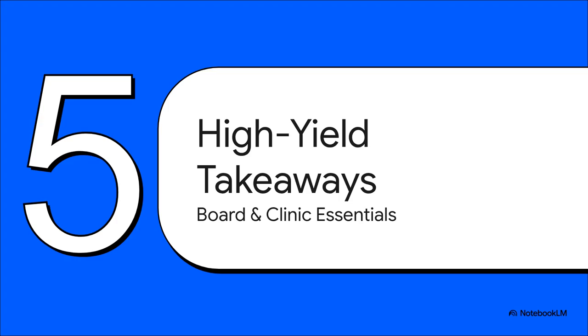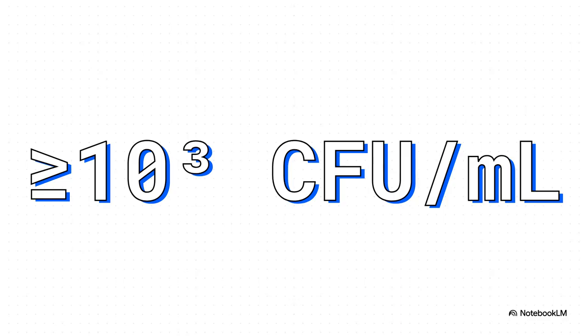Okay, let's bring it all home. We've covered a lot of ground. So if you're going to remember just a few things from this explainer for your exams and for the clinic, let it be these key points. First, that gold standard diagnostic number. For a jejunal aspirate, it's 10 to the third, or 1,000 CFUs per ml. That's your definitive line in the sand.